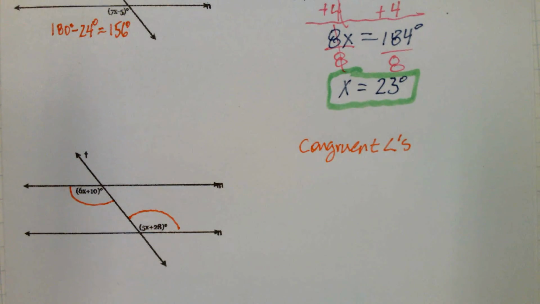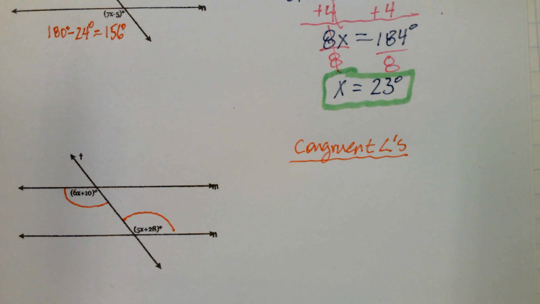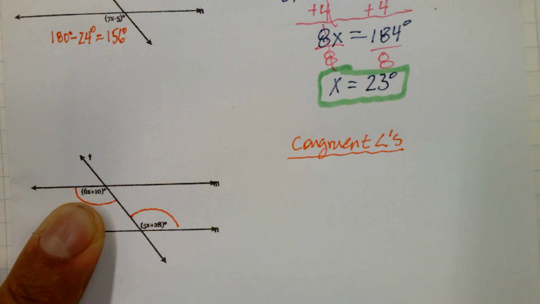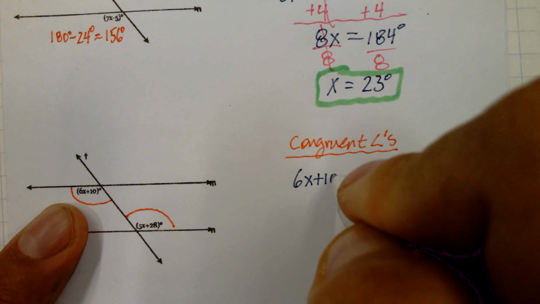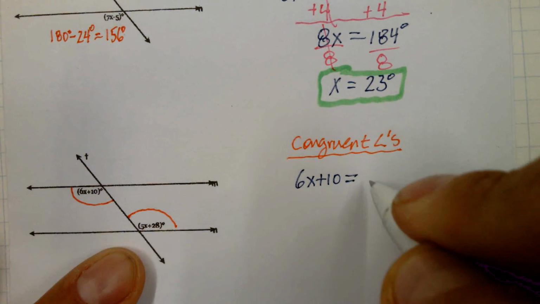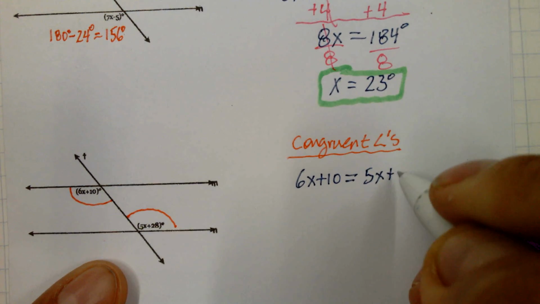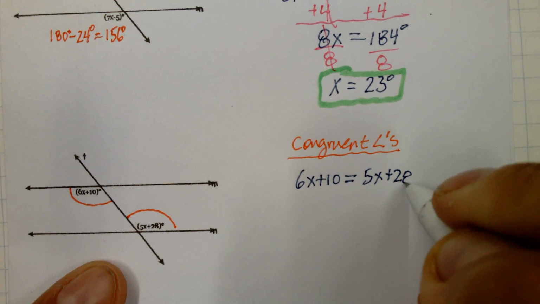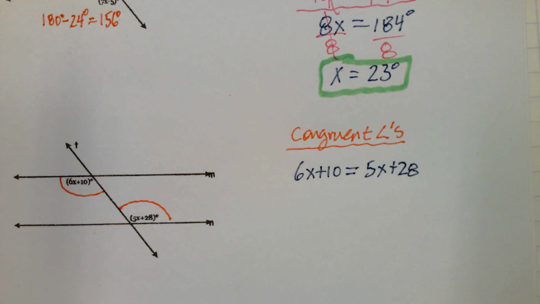So in this case, they are most definitely congruent angles. Because they're congruent, we can say they're equal to each other. So you can take one of them, 6x plus 10, and say that equals 5x plus 28. From our knowledge of parallel lines with transversals, we could say that. So we just have an equation with variables on both sides now.